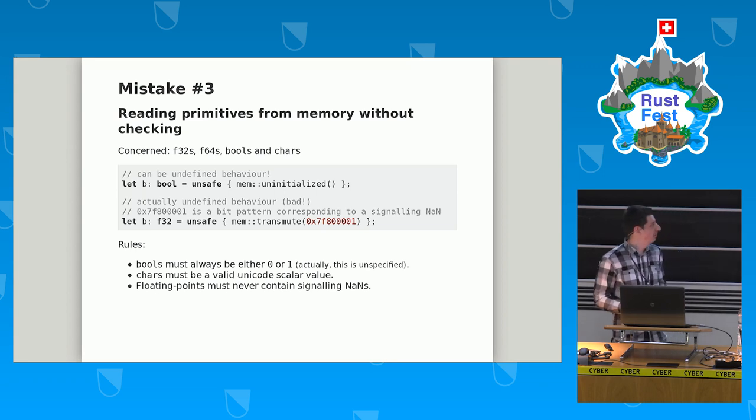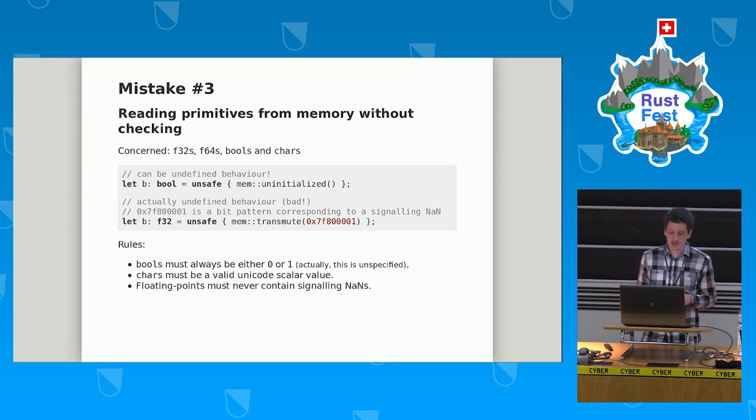So if you have memory and you don't know what it contains, it's dangerous to read a bool, a char, or a floating point from it. You cannot just blindly read memory, because this is very dangerous. And I give some examples here. In the first example, if an initialized function returns something else than 0 or 1, then you have undefined behavior. And the second example is undefined behavior as well. And of course, structs that are made of bools, chars, and floating points are also concerned.